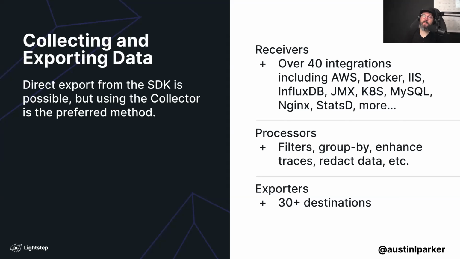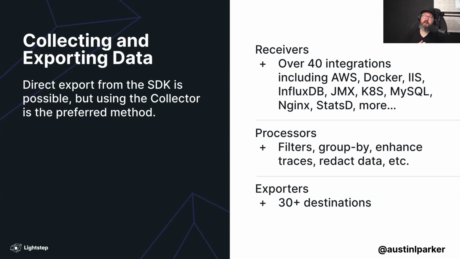Well, you can drop that span using the filter processor. You can group and redact trace data. So if you have PII, you want to make sure that no credit card numbers or personally identifying unique identifiers get into your telemetry data. You can actually do that at the collector.